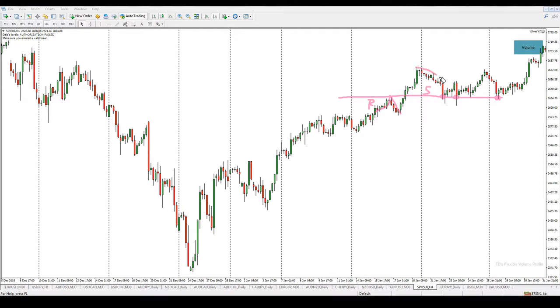This is very weak high. At first, the price doesn't go past it, but the second test goes past this weak high. Alright?